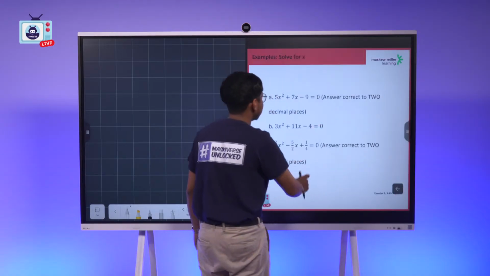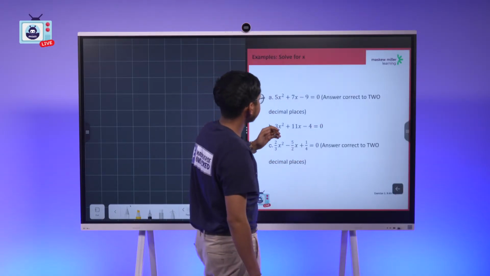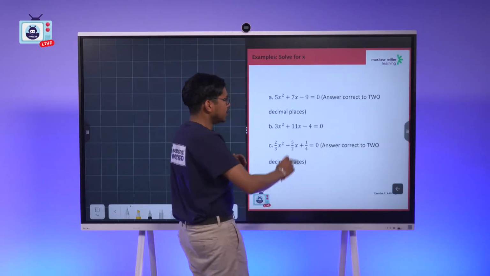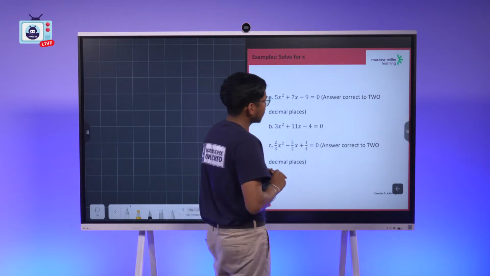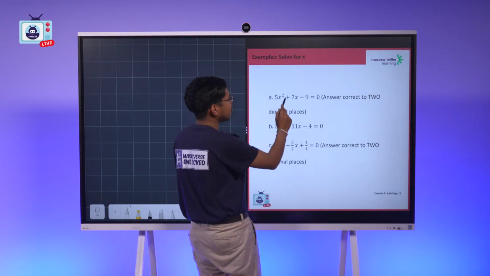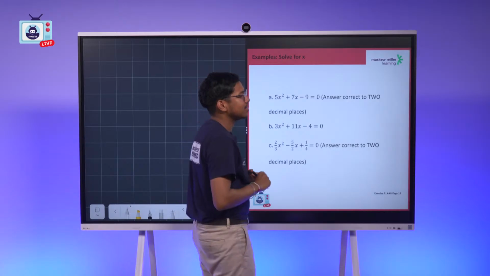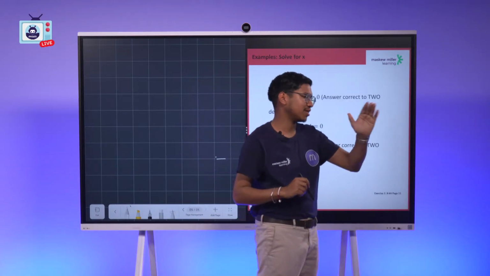So let's get right into it, right? Now, I'm going to give you an example. So here's the question. The question says we need to solve for x. So the equation given is 5x squared plus 7x minus 9. So here I notice number 1, it is in standard form.